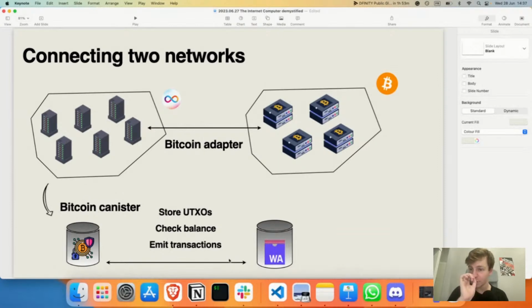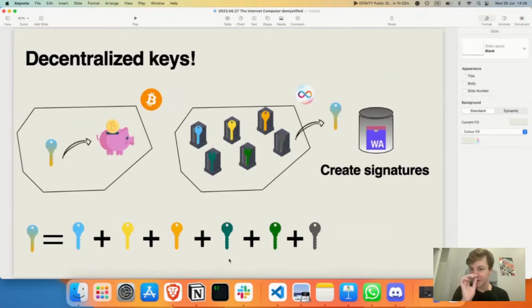So that's the first part of the Bitcoin integration, connecting the network. But if you are familiar with Bitcoin, you know that when you emit a transaction, you need, of course, to be able to send it to the Bitcoin network, which we've seen. But a transaction is also only valid if the signature on it is correct. And so we need a way to sign transactions. How do we do that? Well, there is something called threshold ECDSA, which we've seen in the first slide, which is essentially decentralized keys.